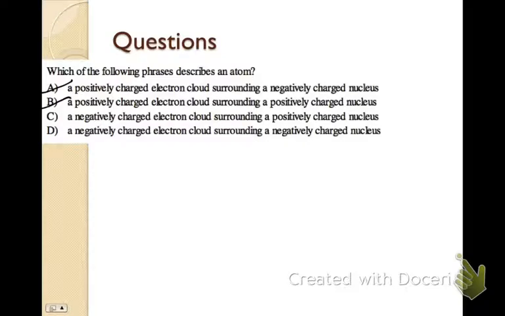So let's keep reading the rest of the statement. So the positively charged nucleus or a negatively charged nucleus? Well, inside the nucleus we know that there are protons and neutrons. Protons are positive, neutrons are neutral. So overall, the nucleus itself should be positively charged. So you should have had C for this one.